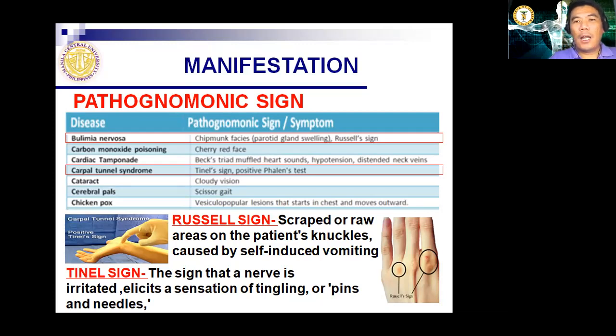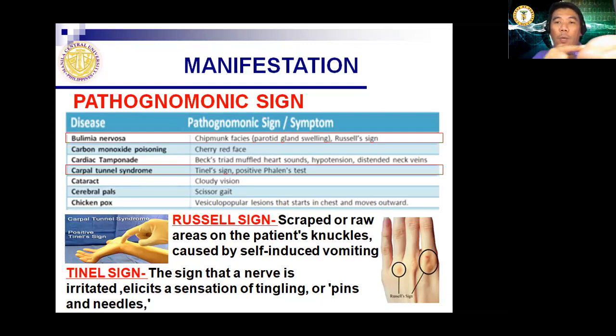If you are seeing in the slide, the Tinel sign is the sign that a nerve is irritated. What you will do is you will press this part. Are you seeing the screen? Okay, this part, and you will press this part of the hand.